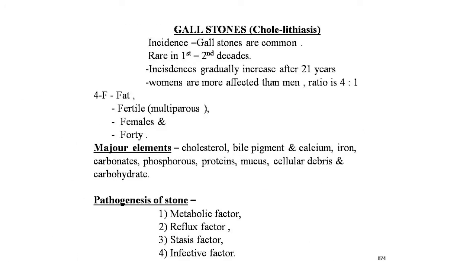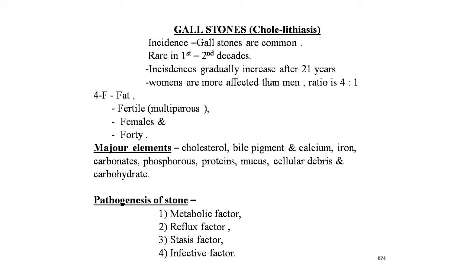The incidence of gallstone formation is common, rare in the first and second decades. Incidence gradually increases after 21 years. Women are more affected than men. The ratio is 4:1. There is a 4F for gallstone formation in the female, that is the fat, fertile, female and 40. Fat, fertile means multiparous, female of 40.